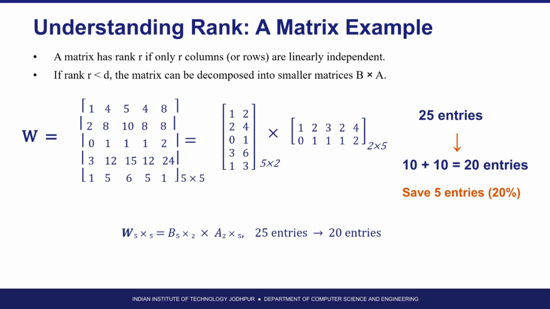So in the main matrix W there are 25 entries, and if we convert it into a product of 2 matrices, that is 5 into 2, meaning 10, plus 10, 20. So 25 entries to 20 entries, so we save 20%. Okay, this is what you have to know before going to LoRA's methodology.